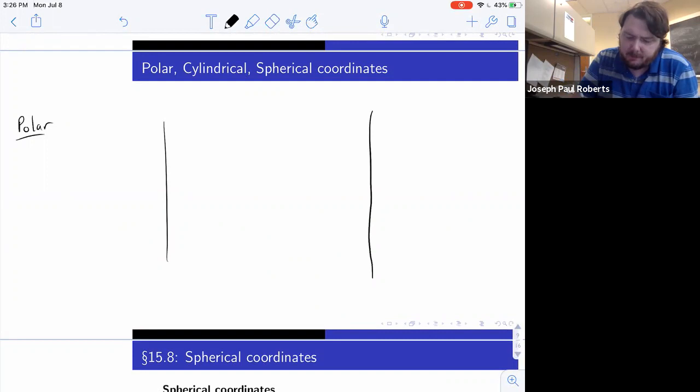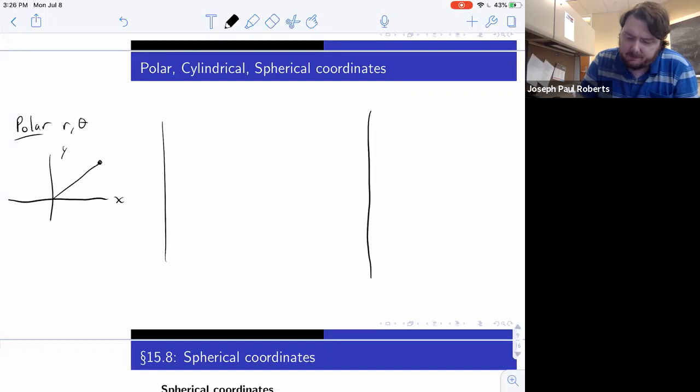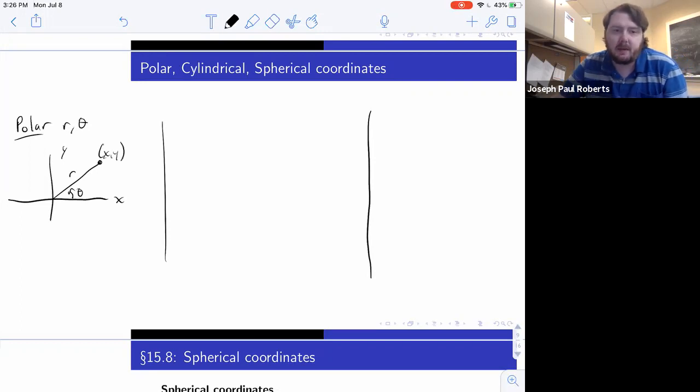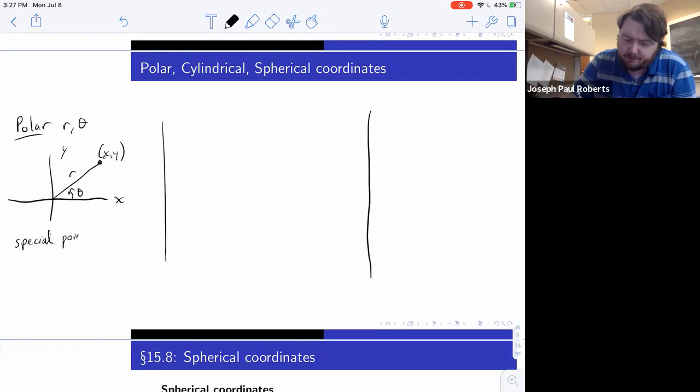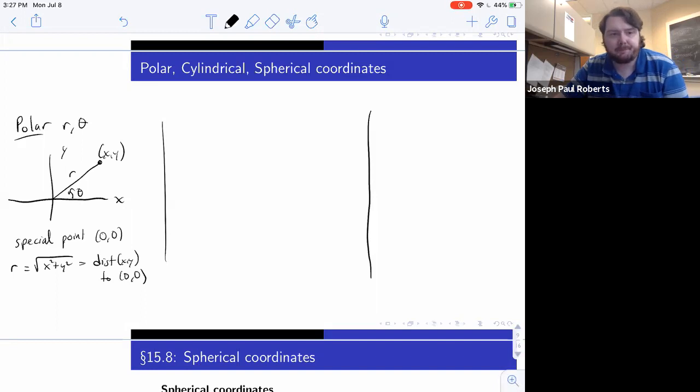So for polar, of course, that's something we did for the xy plane. And the picture was something like that, we had r was the distance to the origin, and theta was the counterclockwise angle from the positive x-axis. And so what's the deal with polar? There's a special point, the origin, and r is the square root of x squared plus y squared, is the distance from x, y to that special point. So that's the situation with polar.